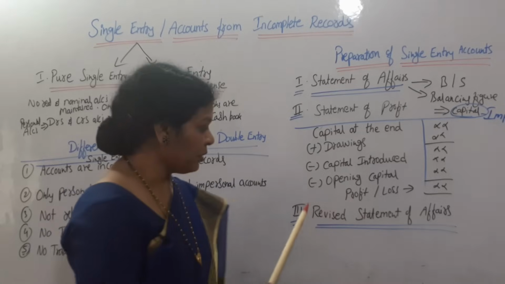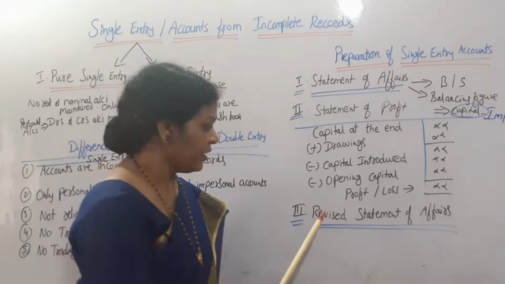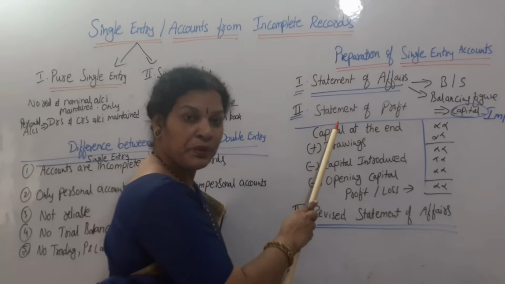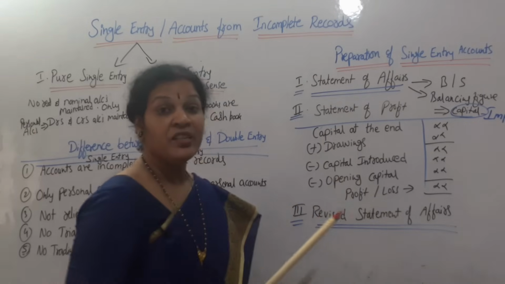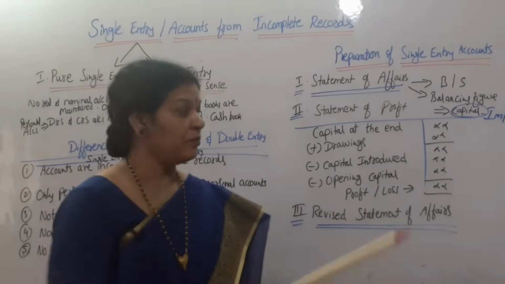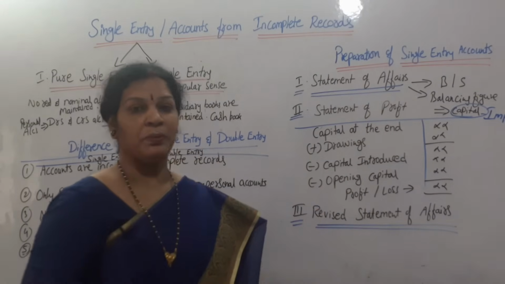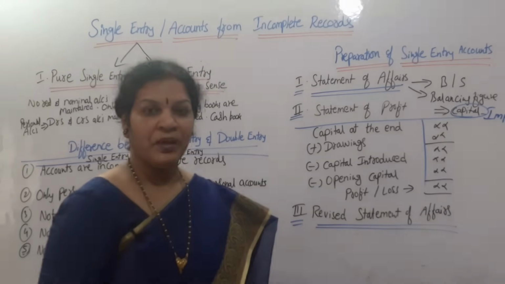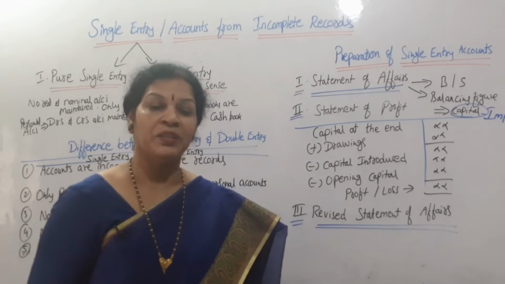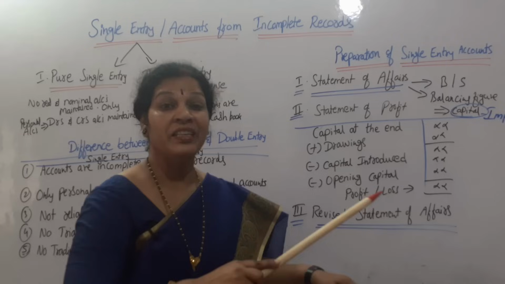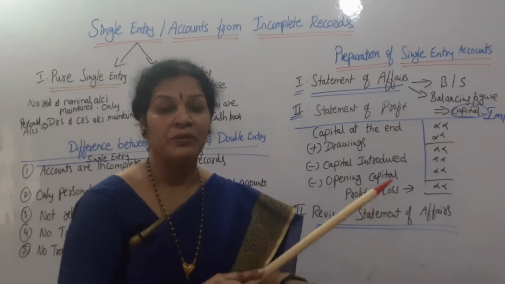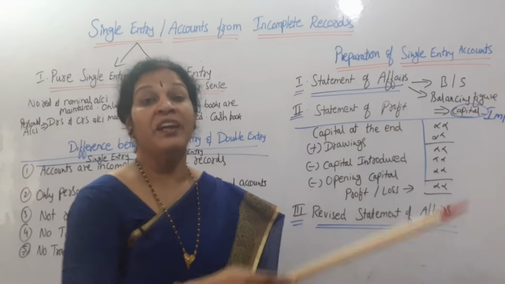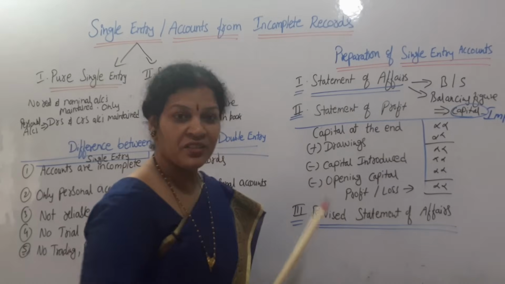Now if needed, then we'll go for the third step, that is the revised statement of affairs. After preparation of statement of affairs and after preparation of statement of profit, then we'll go for the revised statement of affairs. With these two pieces of information only we are going to prepare. This is also a statement of affairs, but revised. Revised means any adjustments are there, all the adjustments we are considering, and we are going to prepare once again the final and revised statement of affairs. Statement of affairs means nothing but balance sheet only. Same like that we will be preparing with adjustments, then we say it is a revised statement of affairs.